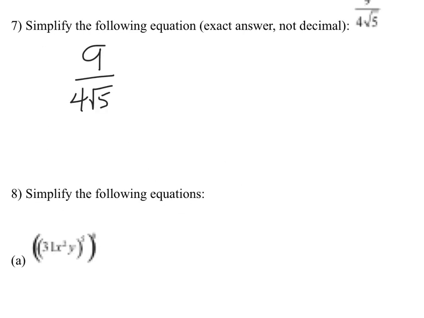All right, in the next problem we are doing something called rationalizing the denominator. We need to multiply the numerator and denominator only by the root 5. We don't need to do the 4, just the root 5.